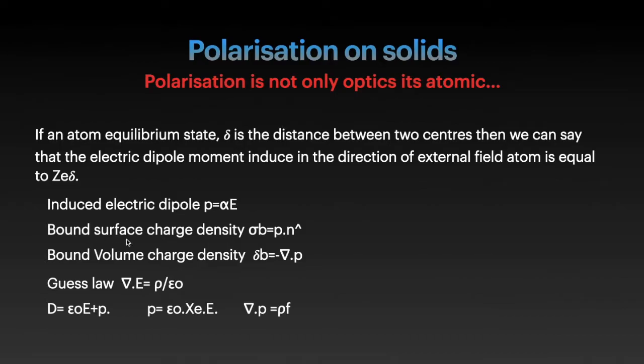In bound surface charge density, sigma B is P dot n cap. In bound volume charge density, rho B is minus del dot P. In Gauss's law, del dot E is rho by epsilon naught. D is epsilon naught E plus P, where P is epsilon naught chi E, and del dot D is rho F.